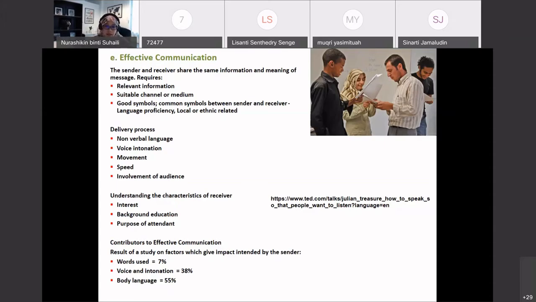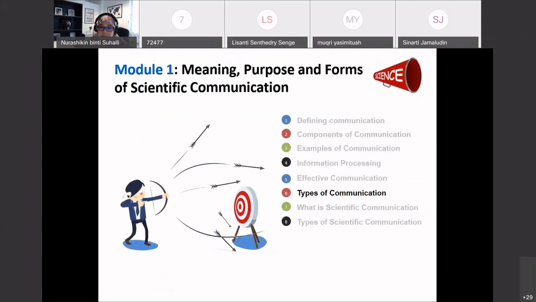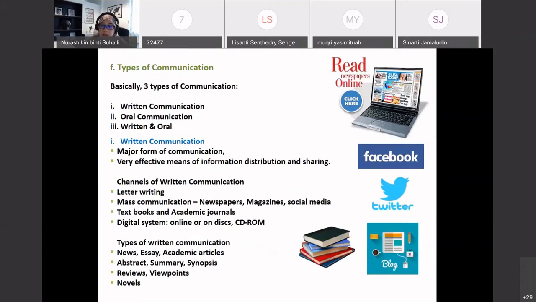Right. Contributors to effective communication. Okay, this is the same thing. This is about the presentation, the words used, the voice, the body language, all those kind of things contribute to the effective communication. Okay. Types of communication. Okay, now in this course, we're talking about scientific communication and we are focusing on formal scientific communication, right? Whereby we will train you guys how to write proposal later on and also articles, but it is in the form of written communication or formal communication, okay?